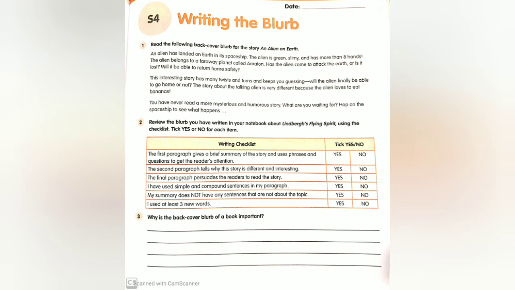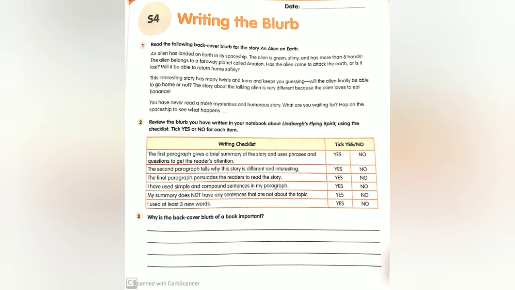Second, review the blurb you have written in your notebook about Lindbergh's Flying Spirit using the checklist, yes or no for each item. The first paragraph gives a brief summary of the story and uses phrases and questions to get the reader's attention. Yes. The second paragraph tells us why the story is different and interesting. Yes. The final paragraph persuades the readers to read the story. Yes. I have used simple and compound sentences in my paragraph. Yes.